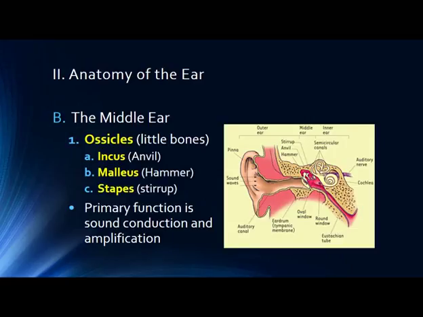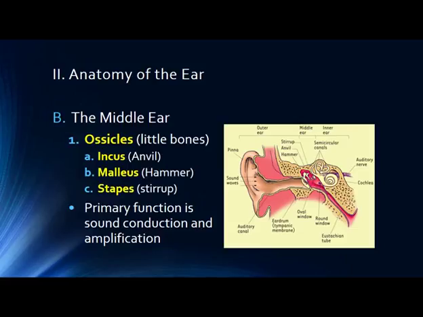The incus, the malleus, and the stapes are the anvil, hammer, and stirrup. Malleus means mallet, which is why that's the hammer. You know, they generally look like what they say. Their primary function is sound conduction, so conducting sound from the tympanic membrane into the inner ear, and amplification. In fact, a big part of their function is sound amplification.